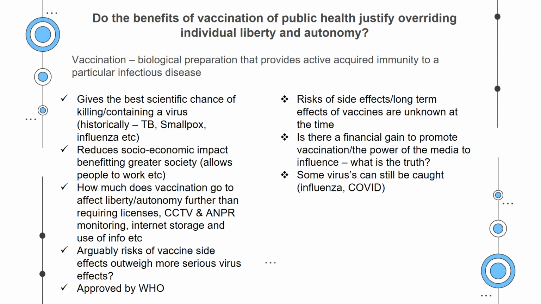And of course, this is a very topical issue, isn't it? And I think it could very well be a question in 2021. It really could. How much does vaccination actually affect our liberty and autonomy further than those measures that we already have upon us? So we all have to have licenses and passports, and we know there's CCTV monitoring. I remember in the 90s when CCTV was a real thing. Cameras were going up everywhere, and ANPR to check your license plates, and people were up in arms.